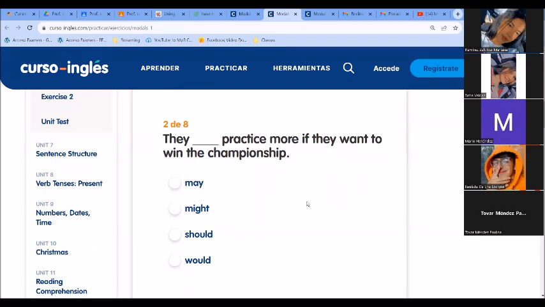They will. What? They would? Sí, would. ¿Por qué? En modo sarcástico, sí. Pero, ¿qué está diciendo esa oración? ¿Qué entendiste de la oración? Que está practicando, bueno, están practicando.